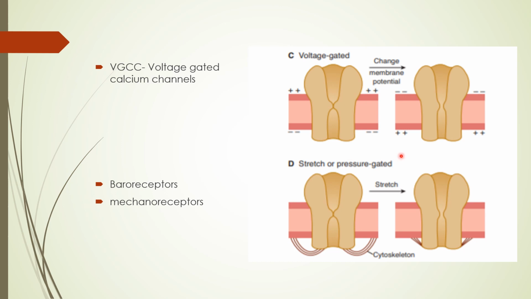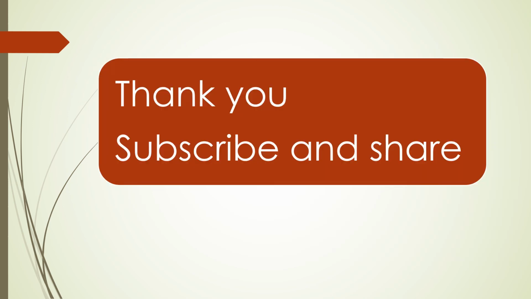So these are the four types of ion channels. If ion channels come up in your exam, you have to draw one ion channel and give one example of each. So this is all about the cell membrane and ion channels. The next video will be talking about the transport mechanisms across this cell membrane.